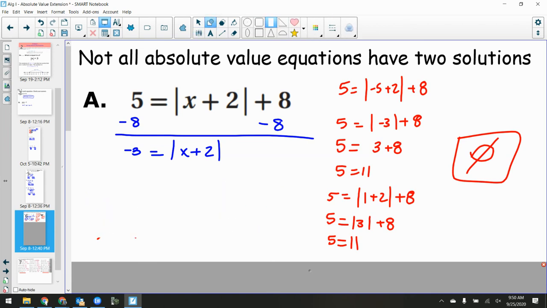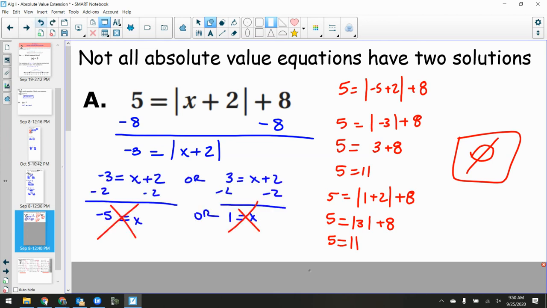I didn't need to do any of that. If you catch it right here, the absolute value is equal to a negative, boom, done. Stop in your tracks, no solution. You can never equal a negative with an absolute value. Obviously we did all that work, so I'll keep it shown there, but you could have stopped right here, at this -3, for the folks playing along at home.